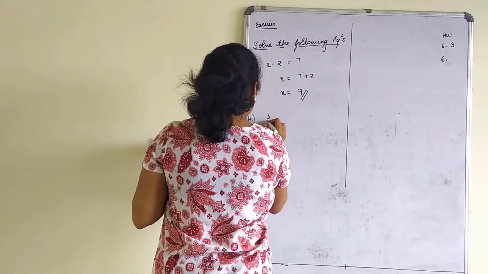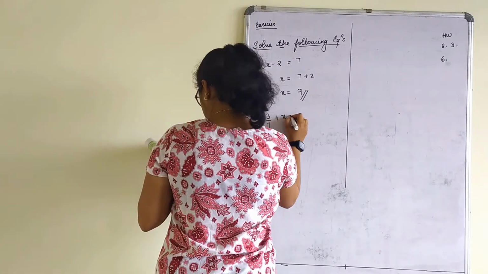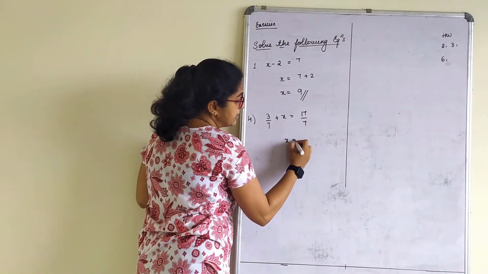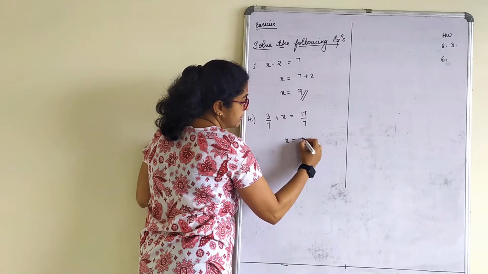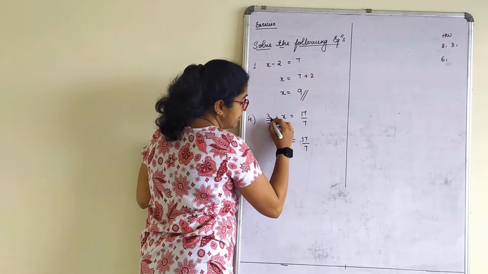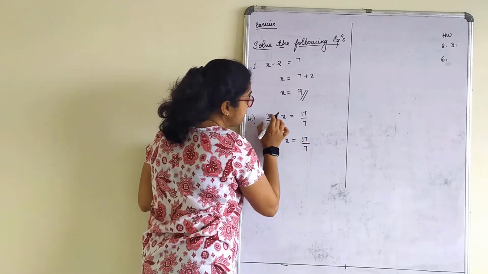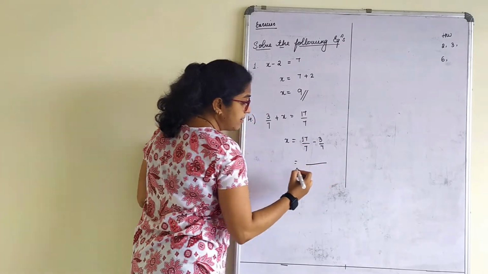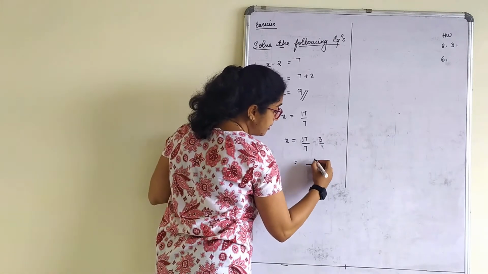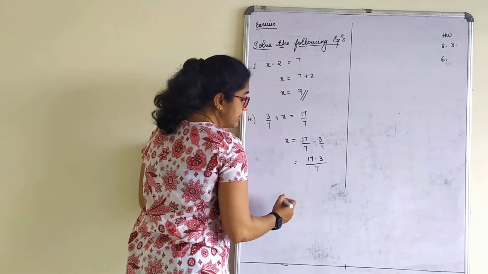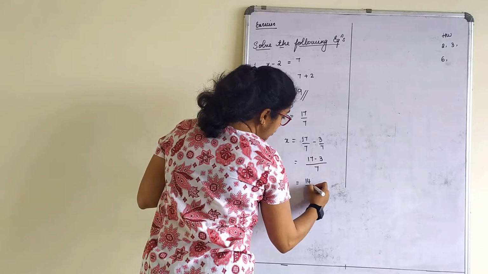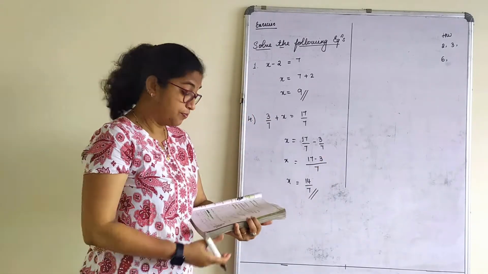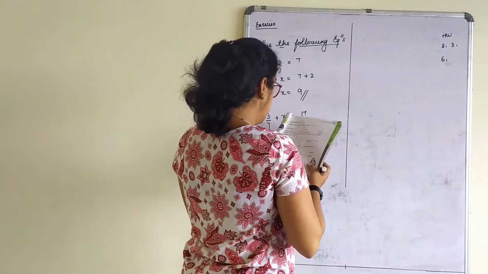3 by 7 plus x is equal to 17 by 7. So here, keeping x as it is, I will write 17 by 7. 3 by 7 is plus, transpose the whole 3 by 7 to this side, minus 3 by 7. Since the denominators are the same, you need not even take the LCM. So same denominator, 17 minus 3, that is equal to 14 by 7. X is equal to. Right? Okay. Next. Fifth one.